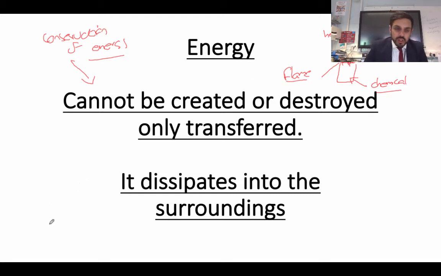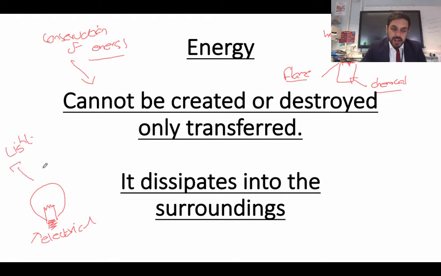Another example, one they always ask you, is a light bulb. Now, a light bulb, you put in electrical energy, and what do you give out? Light and heat. Now, again, none of that energy is lost. It just goes into the surroundings.